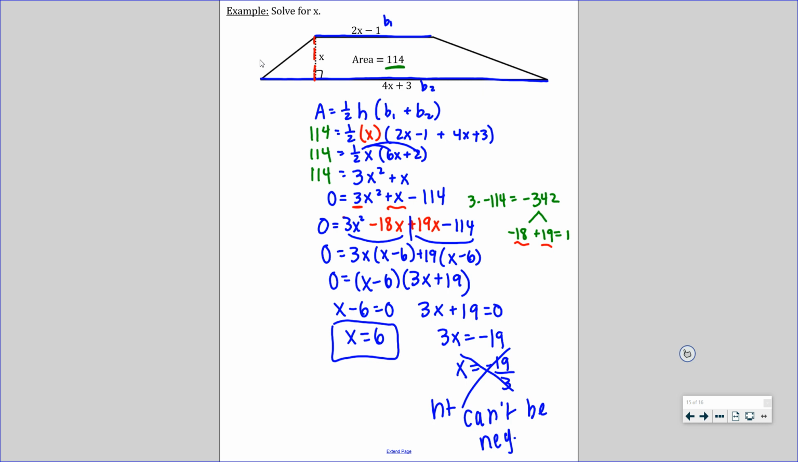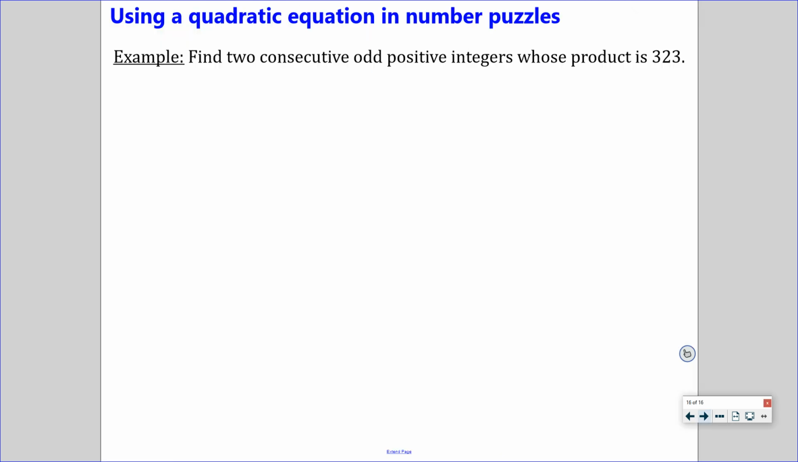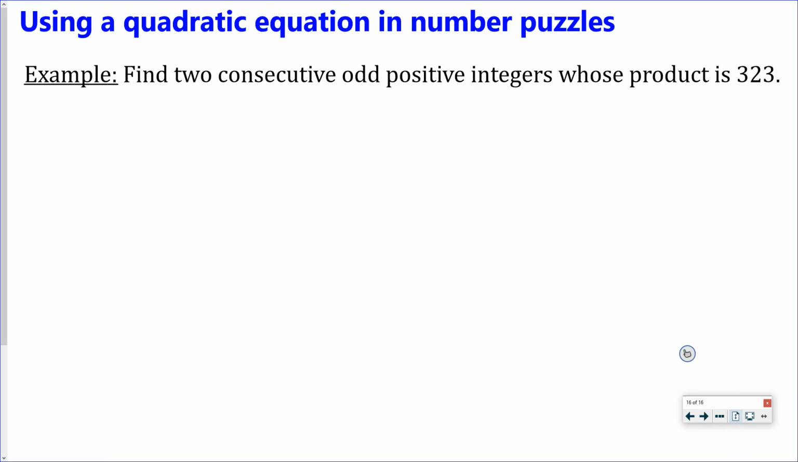Okay, one more number puzzle, and then we're done with it. I told you that lesson would take 3 days. Find 2 consecutive odd positive integers whose product is 323. Okay, lots of vocab here.